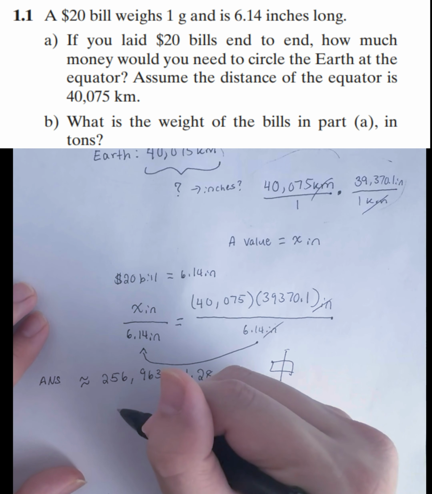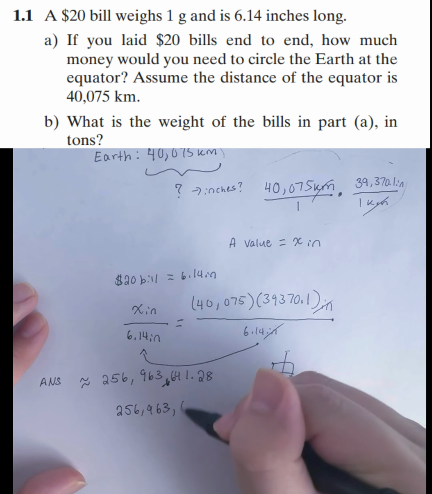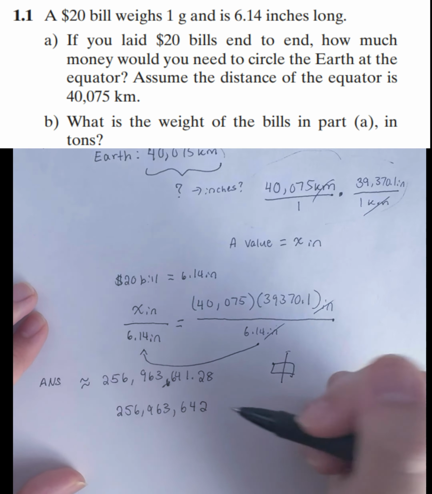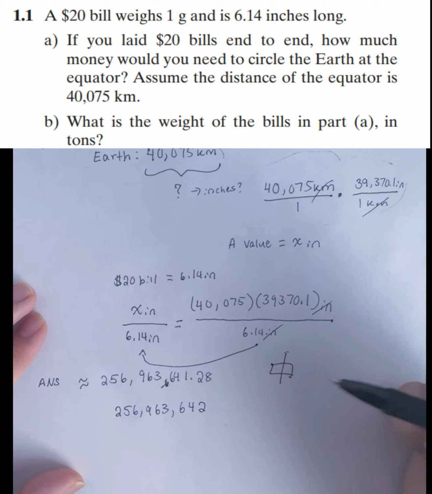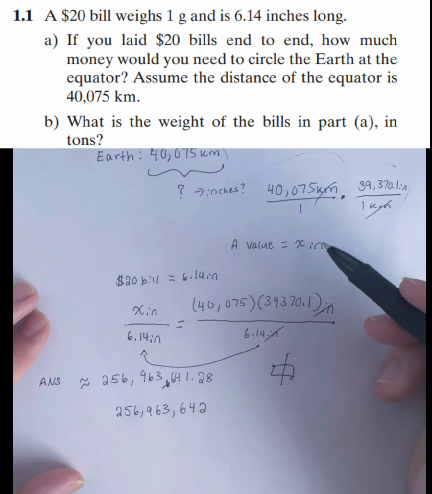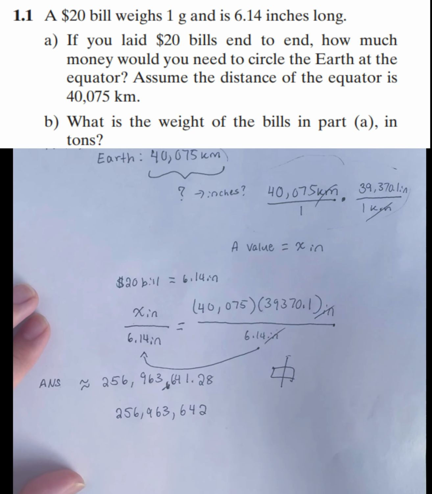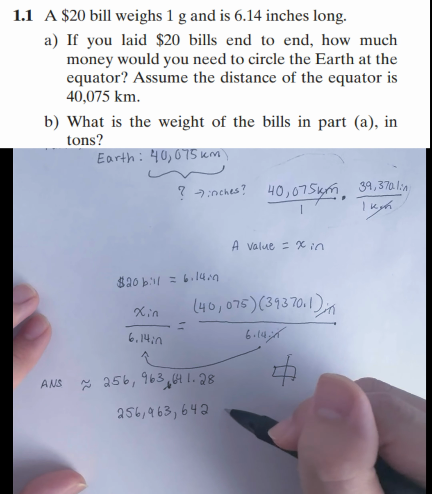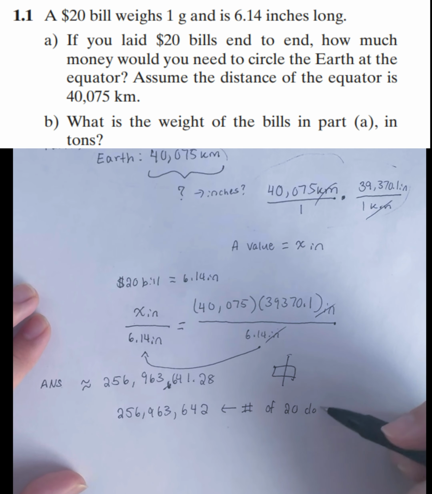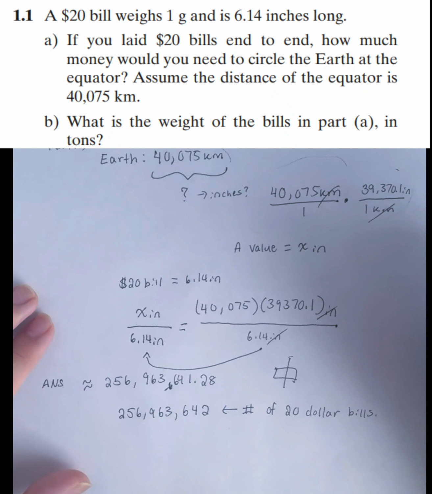So instead of 256,963,641.28, we're going to have 256,963,642. We round it up by 1. This way we have enough to wrap around the equator of the Earth, but at the same time we're not destroying currency, money. So this is the number of $20 bills, right?